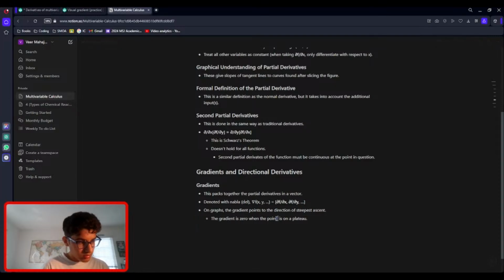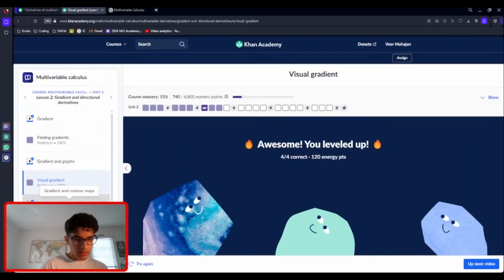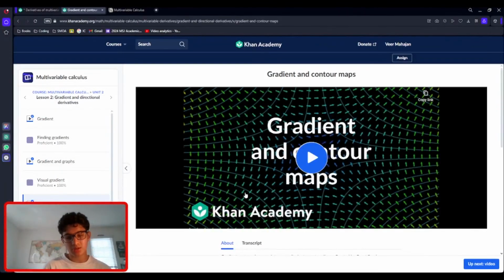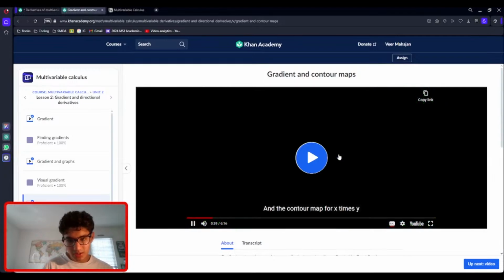When the point on a graph obviously is on a plateau. Okay, so that seems good. Gradient and contour maps. I don't know what contour maps are, to be honest, so that's not good, but let's try it anyway. Let's see.